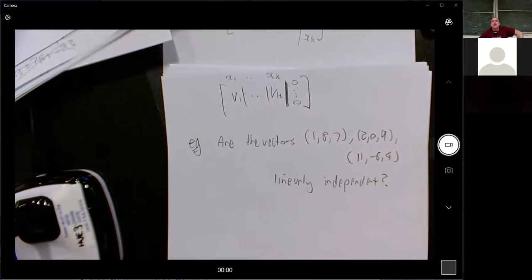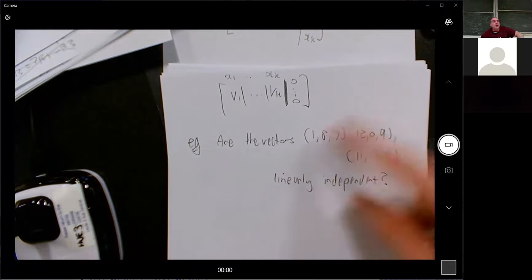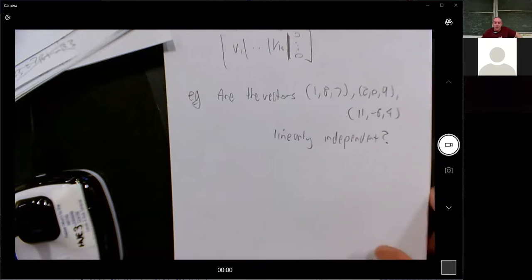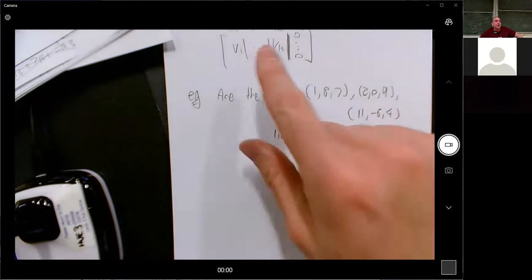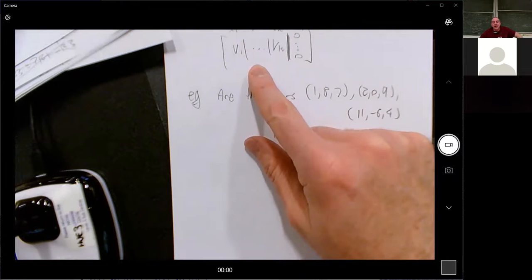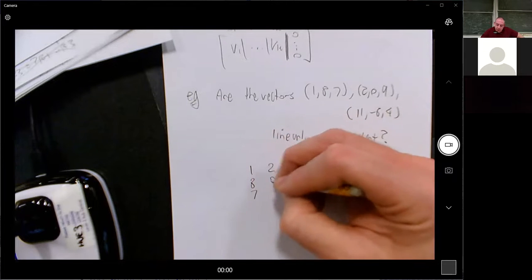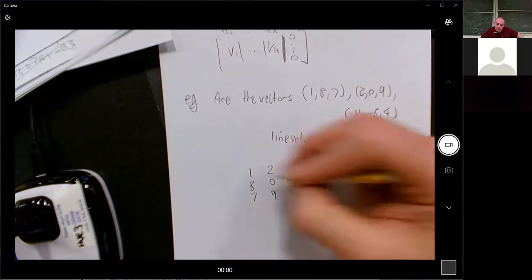Are these vectors linearly independent? Tricky to tell. I mean, that one's not a multiple of that one. And so those two are independent, but the collection of three of them, not so easy. I don't know, I decide not to guess. And so the quickest way to tell is to write them as columns. That's important because of the way that we did this. They have to be written as columns to be able to make this decision. 1, 8, 7, 2, 0, 9, 11, minus 6, and 4. And we can put zeros here.